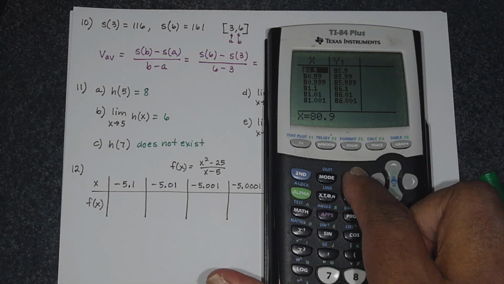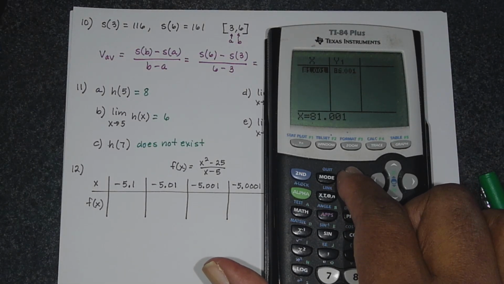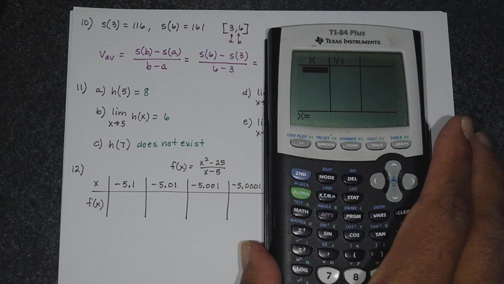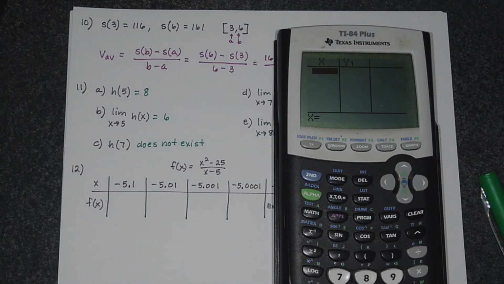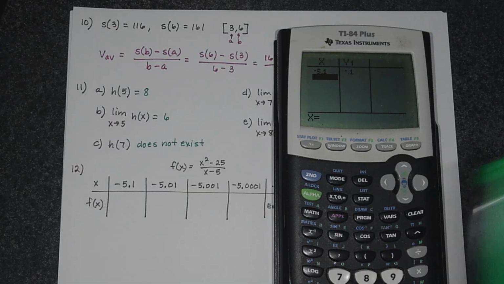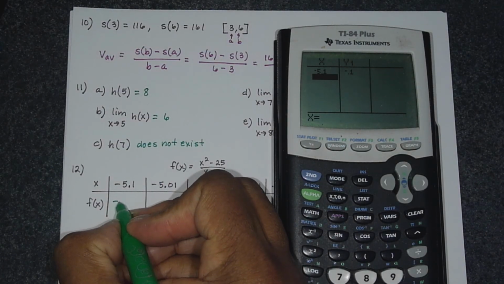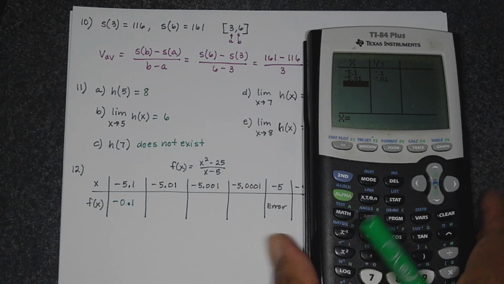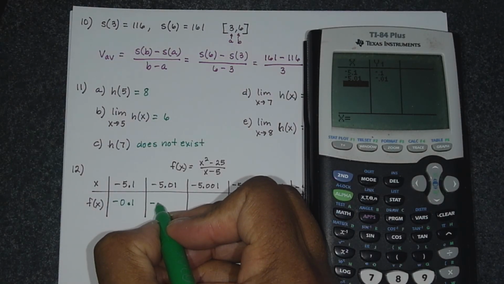Now what I'm going to do here is press delete to delete all this stuff under X, because I'm going to ask the calculator for what f of x is at these values here. So like for -5.1, I'll do the negative key, 5.1, hit enter. Let me put this on top. So this is going to be -0.1. Just want to make sure. And then -5.01 will be -0.01.